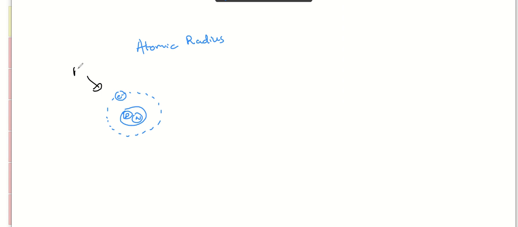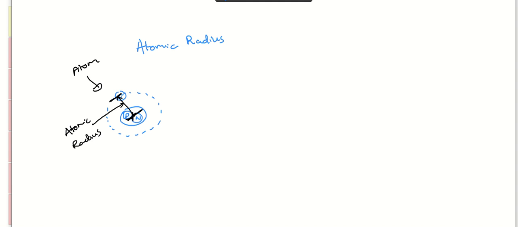Here we go, atom. Now, the atomic radius is counting the center point of the atom, so inside the nucleus, that center point there, all the way to this electron here. So this distance that we see here is the atomic radius. Okay, so that's the definition. Now let's look at the trends of this atomic radius.